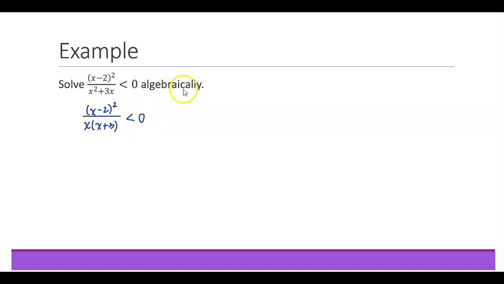Now, by being asked to do this algebraically, that means that what I want to do is create a sign chart. That's how I'm going to solve an inequality algebraically. So what we can't do is multiply both sides by the denominator and completely ignore it. So what we have to do is find the x-intercepts and the vertical asymptotes. Those are going to be our places where our function can potentially change signs from positive to negative. So we need to find our x-intercepts and then our vertical asymptotes.